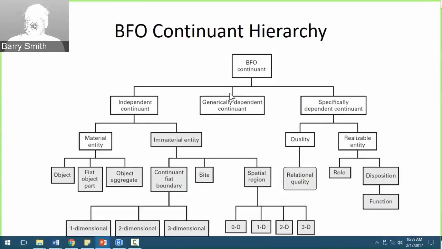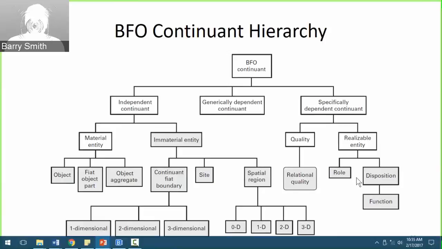This is for information artifacts and gene sequences, which means those attributes of things which are not tied to one single bearer. So we can copy a document from one server to another. The server is an independent continuant. The document is a generically dependent continuant. And then we have specifically dependent continuants, such as qualities of mass or height, which are not copyable. You cannot have my mass. I can have your PDF file, but you cannot have my mass. You can have a very similar mass.